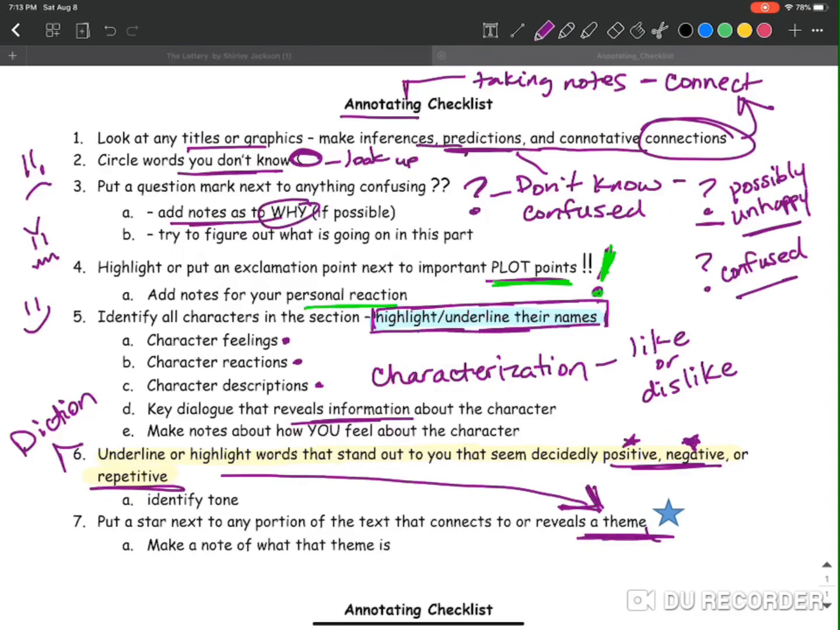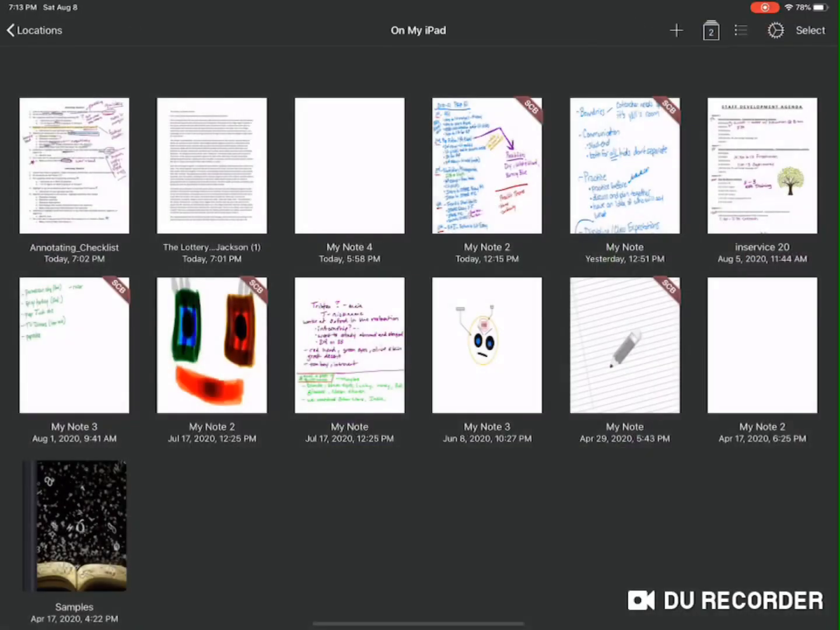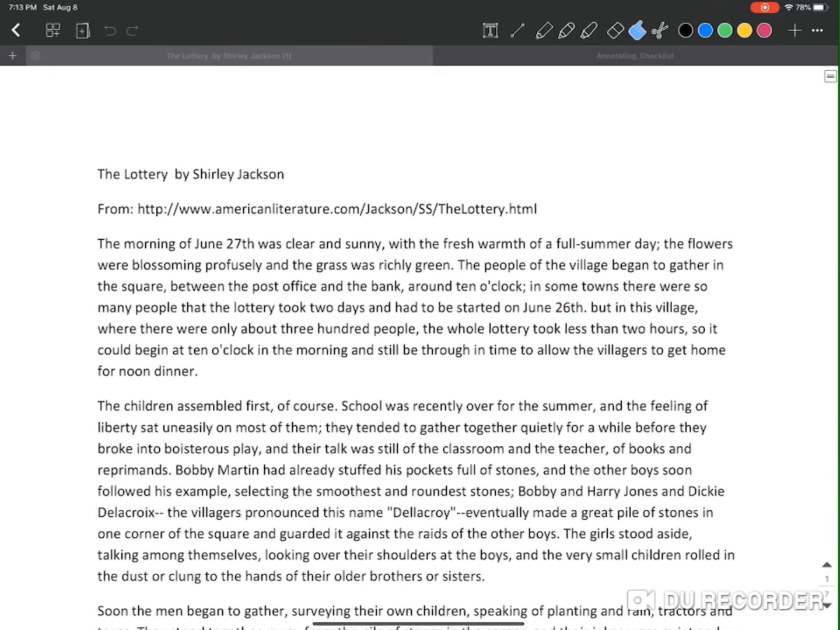So now that we've gone over what you want to look at when you're annotating, or some basic ideas there, let's jump right into it. Today, like I said, we're going to annotate The Lottery. The first thing I want to do, of course, is pay attention to the title.